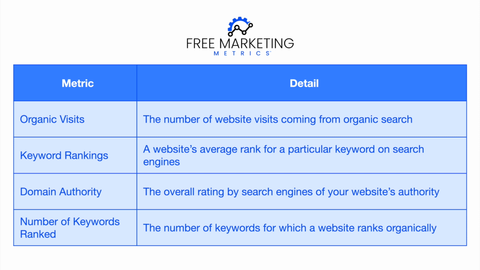First, we have organic visits. This is pretty straightforward. It's the number of website visits coming from organic search channels. Next is keyword ranking. This is measured as the average page rank each of your keywords is attaining currently. Next is domain authority. Again, we talked about this concept of domain authority. This is the overall rating by search engines of your website's authority, a very important metric. Lastly is number of keywords ranked. This is a good metric because it tells you the quantity of keywords for which your website is ranked.